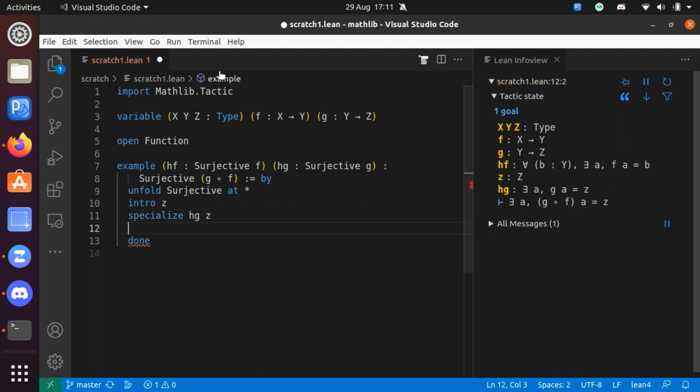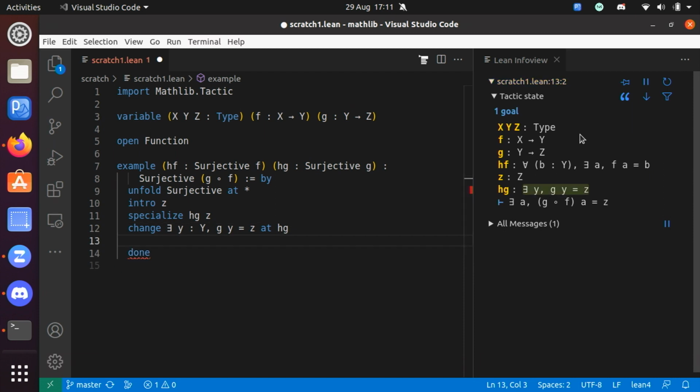That should do it. There we go. And now we know that there exists an element of y such that g of y is... You see, they're all called a. Isn't that terrible? There's nothing I can do about it. Computer scientists don't care. Look, I could do change: there exists a y in Y such that g of y is z at hg. Can I do that? There we go.